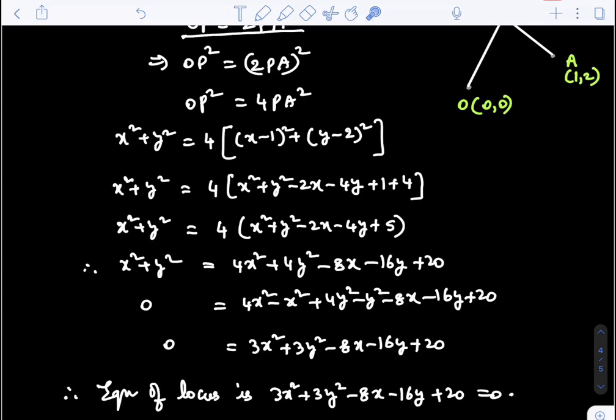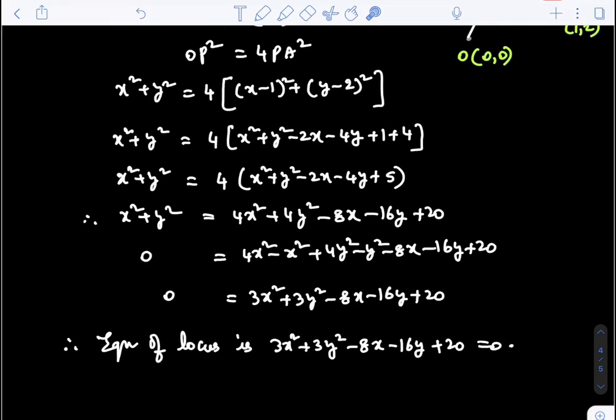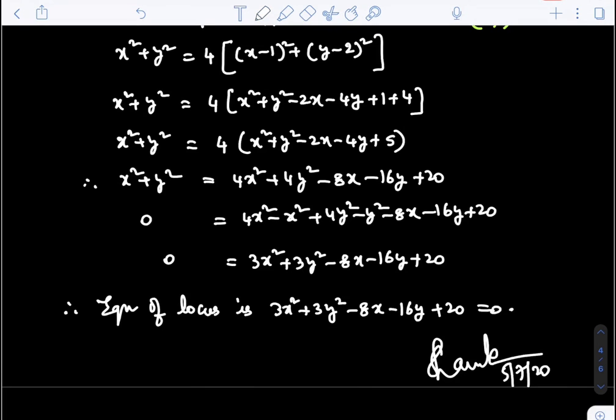It will become 3x square plus 3y square, and this is the required equation of locus, which is our answer here. Thank you.